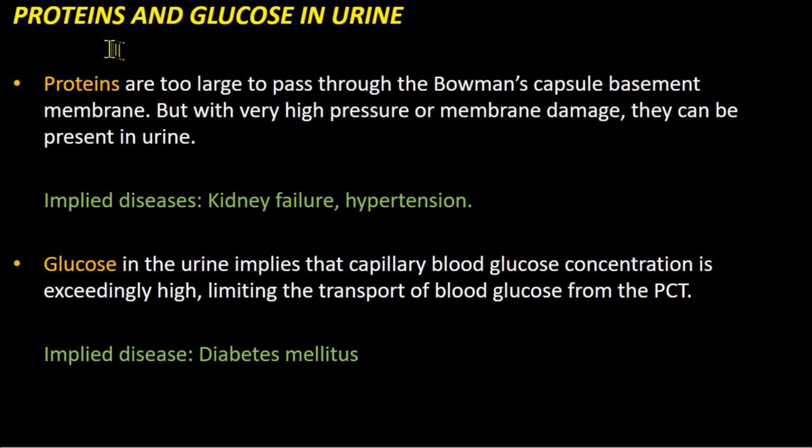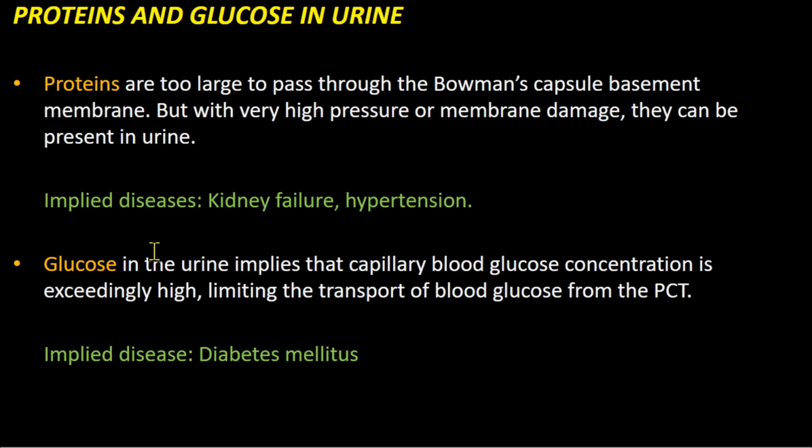Now what if you end up with proteins and glucose in the urine? Well, first of all, proteins are too large to pass through the Bowman's capsule basement membrane. But if you have very high blood pressure and membrane damage in the nephrons, they can be present in the urine. The implied diseases here are kidney failure and severe hypertension.